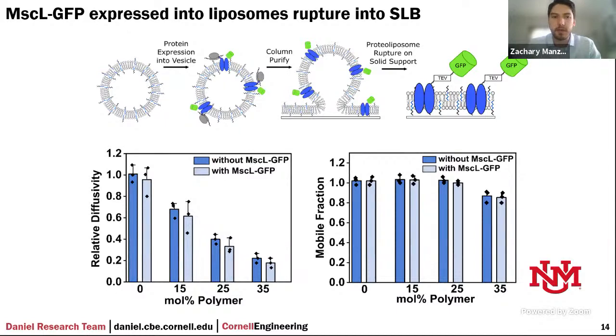The first thing we check using these methods is whether or not the protein can affect the lipid mobility. And what we find largely is that there's not a huge difference between with and without protein. We see this both in the diffusivity and in the mobile fraction of lipids. So it indicates that the protein is able to incorporate and not have a deleterious effect on the membrane itself.